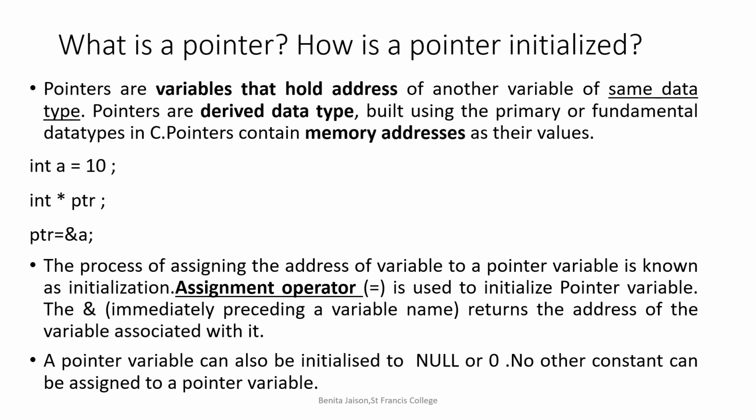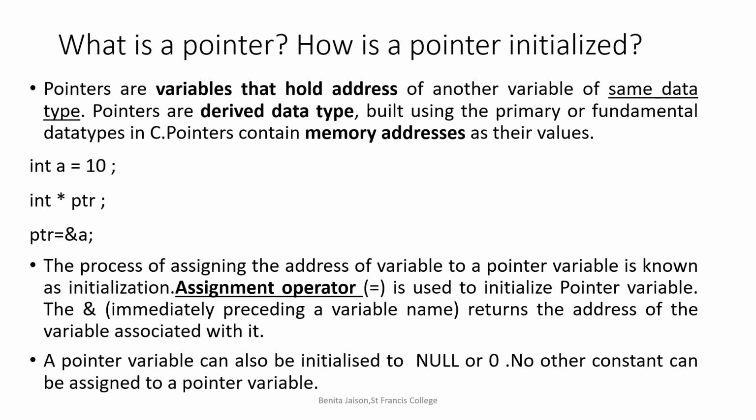What is a pointer and how is a pointer initialized? Pointers are variables, as we know, that hold the address of another variable of the same data type. Pointers are derived data types. It is derived from the existing primary data type, and it is built using the primary or the fundamental data types. Pointers contain memory addresses as their values. So in pointers we will be storing the address.